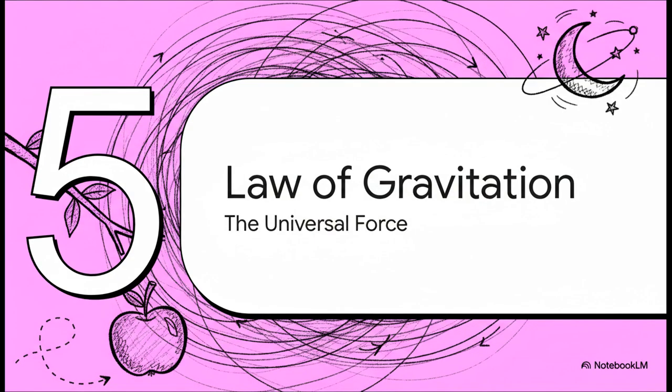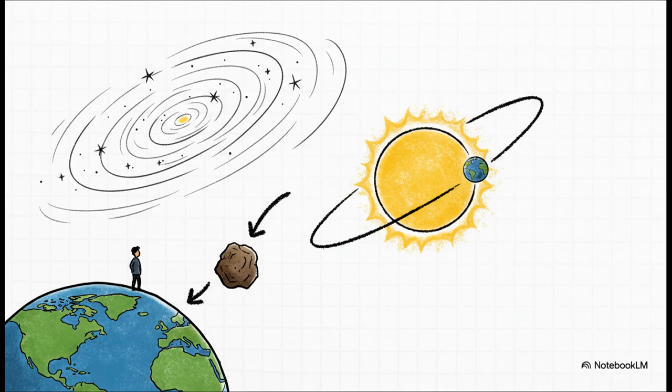Okay, and this is where it all clicks into place. This is the grand finale. Newton took his 3 laws of motion, combined them with this idea of gravity, and finally answered that big question about the apple and the moon. Newton's big leap was realizing that gravity isn't just some local Earth thing.